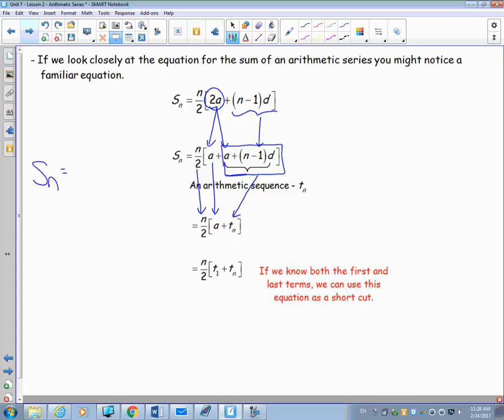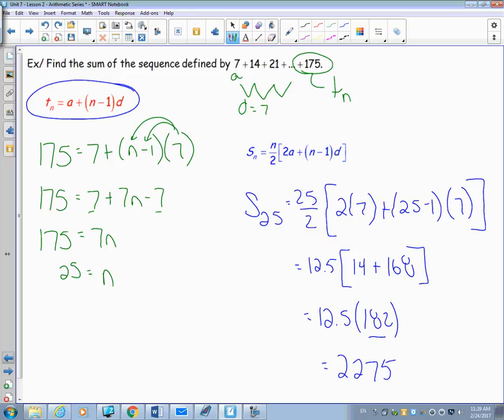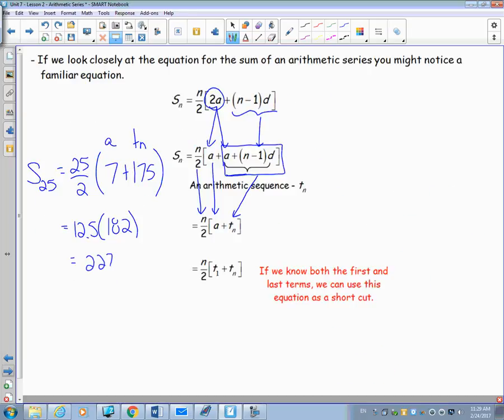Okay? But if we say that there are 25 terms, we figured that out, and we take 25 divided by 2, and we multiply by 7, that's our first term, and 175, our last term. So a and Tn, we'll get 12.5 times, hey, 182. We've seen that number already, right? That was what we had when we did the long way, 182 right here. This just saves us that work. It's a bit of a shortcut, but as I said, we still have to figure out what n is. It just saves us from using the big long equation.